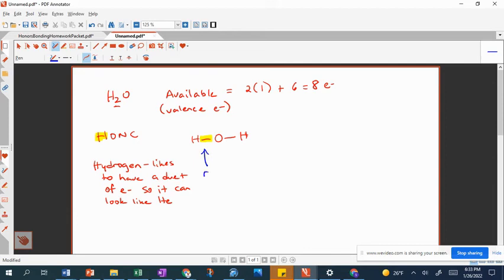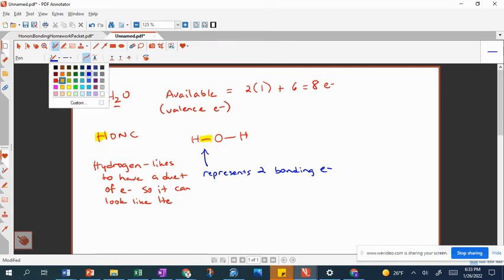This represents 2 bonding electrons. So each hydrogen in this molecule has 2 electrons. Oxygen only has 4 right now. And remember, oxygen wants to have an octet of electrons. Oxygen wants to have 8 electrons around it. Right now, oxygen only has 4, so we're going to have to add 4 more electrons, which will be non-bonding electrons to oxygen. So we're going to add dots to it.